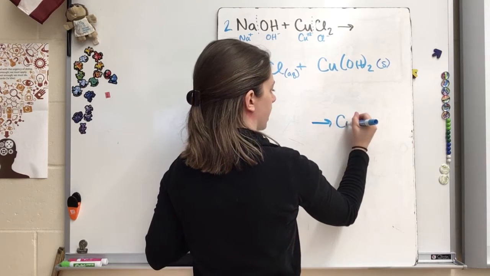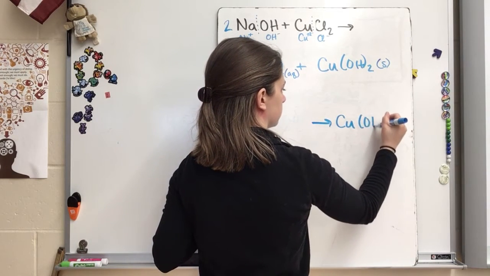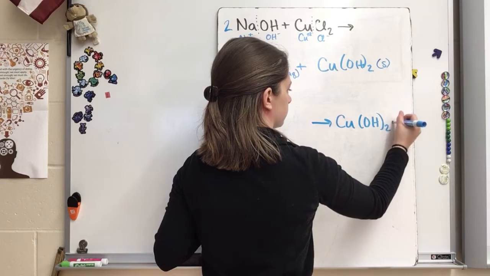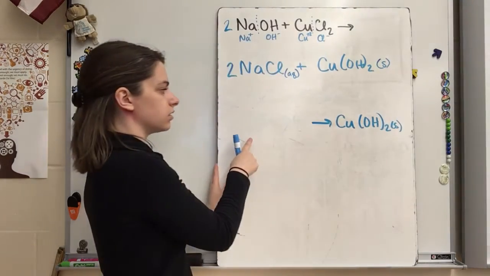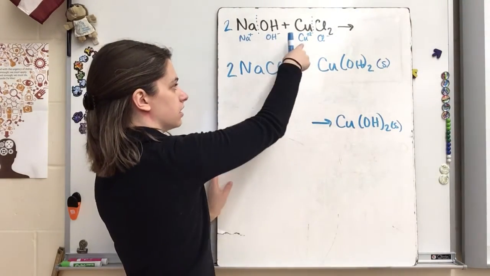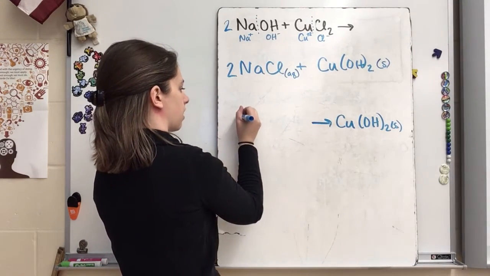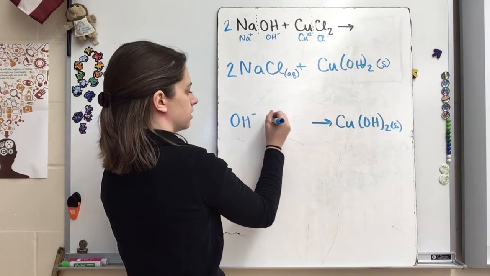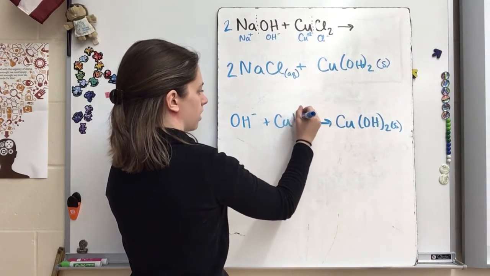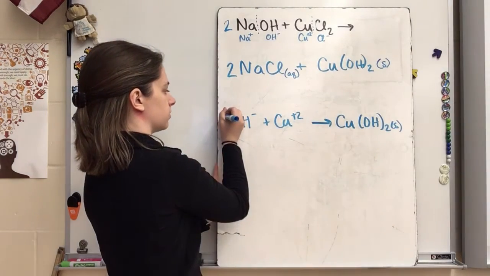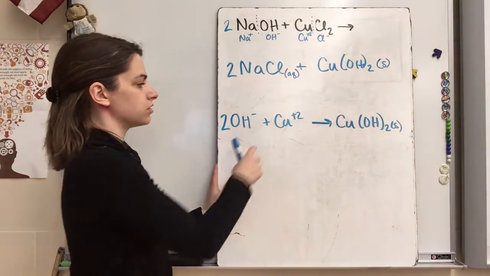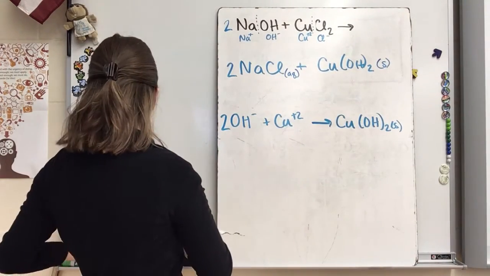So when we go to write our net ionic equation, we only include the reactants that form this. So the only things that form our copper(II) hydroxide are hydroxide ion and our copper ion. And then to balance it, we're going to need 2 hydroxides. So this right here is called our net ionic equation.